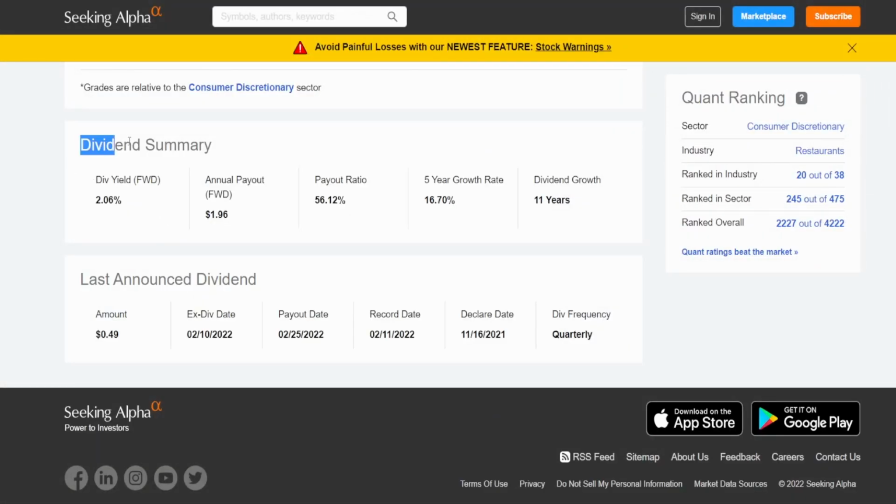Starting off, we got the dividend summary. This company actually does pay a dividend, guys, and not a small one either. Dividend yield of 2.06%, which ends up being 49 cents a share for an annual payout of $1.96. Payout ratio in regards to the net income is a little bit high, guys, at 56.12%. It's still under my 60% threshold. However, I want to see what this payout ratio is in regards to the free cash flow, not the net income. We're going to see that in just 1 second.